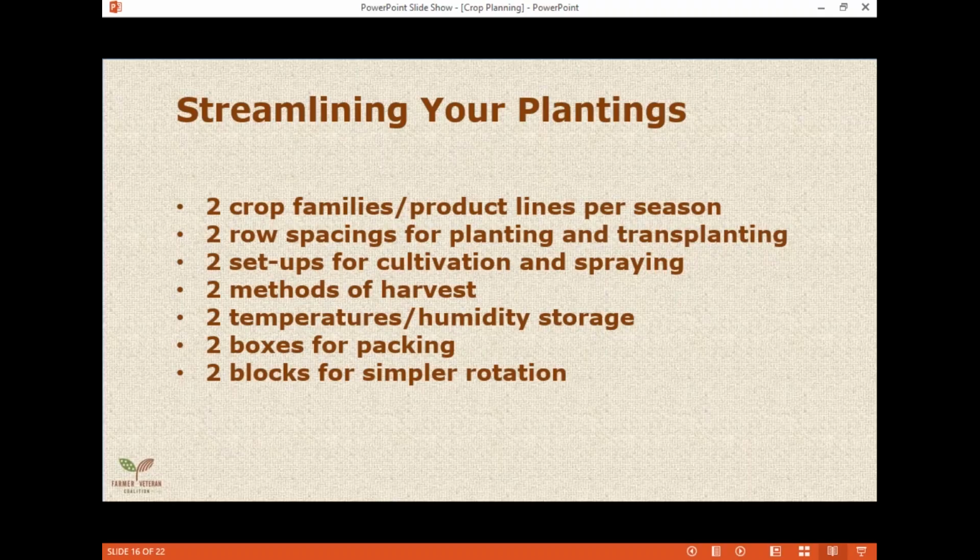Everything of these 35 to 40 different crops that you have to sell can fit into 2 different packing boxes. Each of those packing boxes can have the same footprint on a pallet, usually 7 for a pallet. One will be shorter, one will be deeper, but you're dealing with 2 types of packing boxes. And most importantly, you're simplifying and being able to plant in larger blocks, to make simpler rotations from one crop family to another as you plan your crop planting through the season.